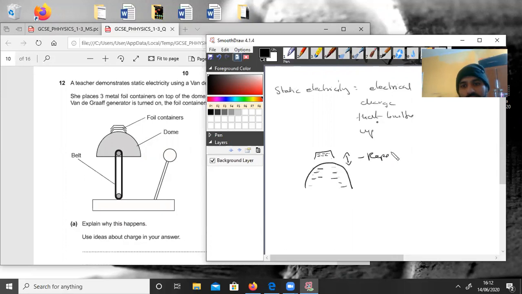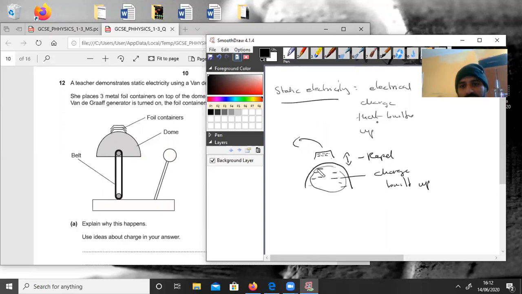And when they repel, this will fly off. Does that make sense? Yeah. So it's something called charge. When electrons build up, you call it charge build up. We're going to come to that. Good question. So in other words, when charge builds up, we have static electricity.